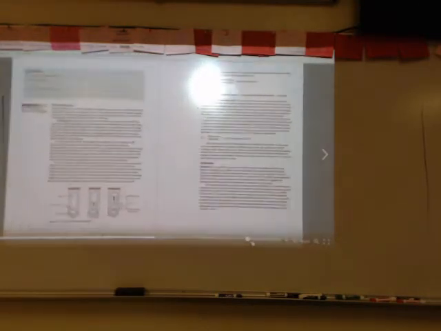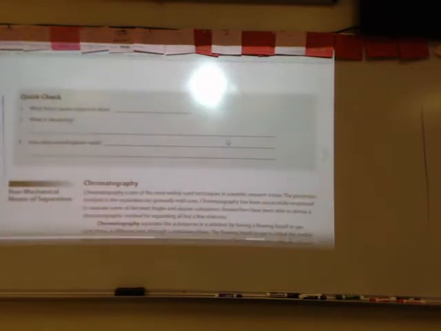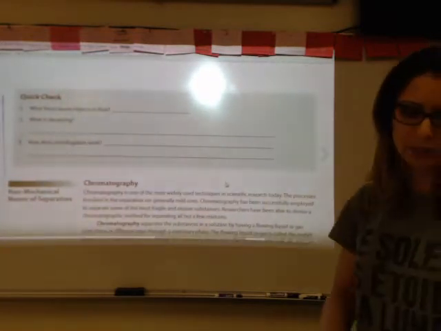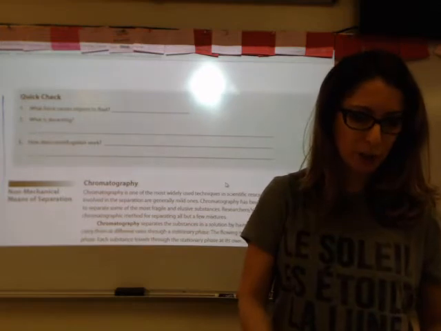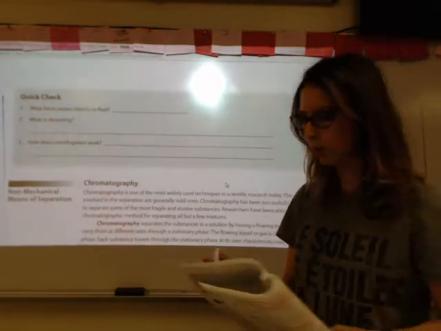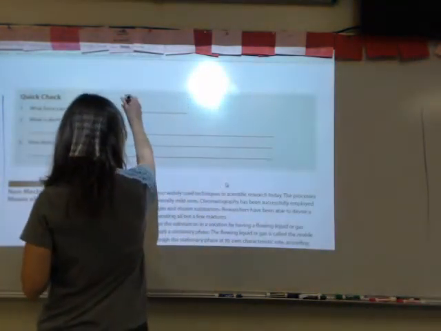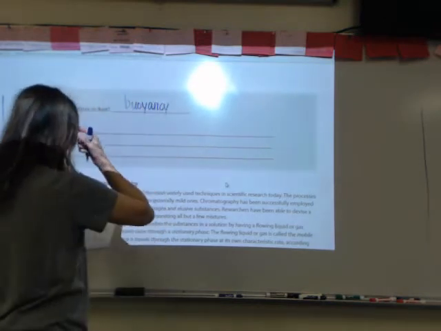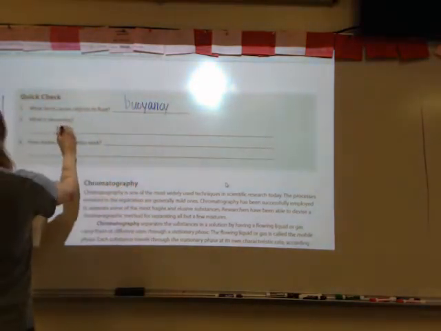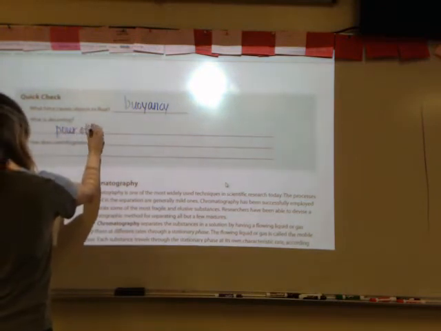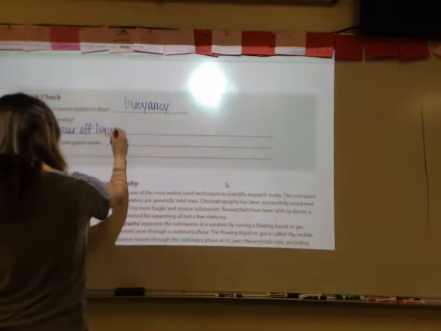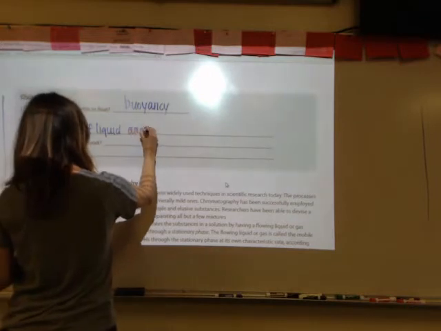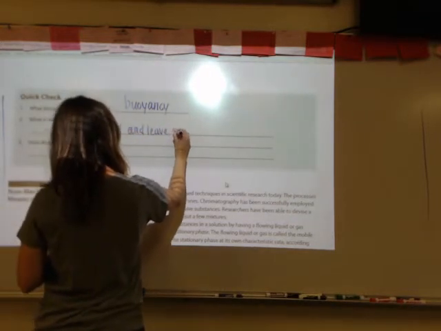If you take a look at the next page, let's take a look at the quick check here. It says, what force causes objects to float? That would be buoyancy. What is decanting? This is where you pour off liquid and leave sediment behind.